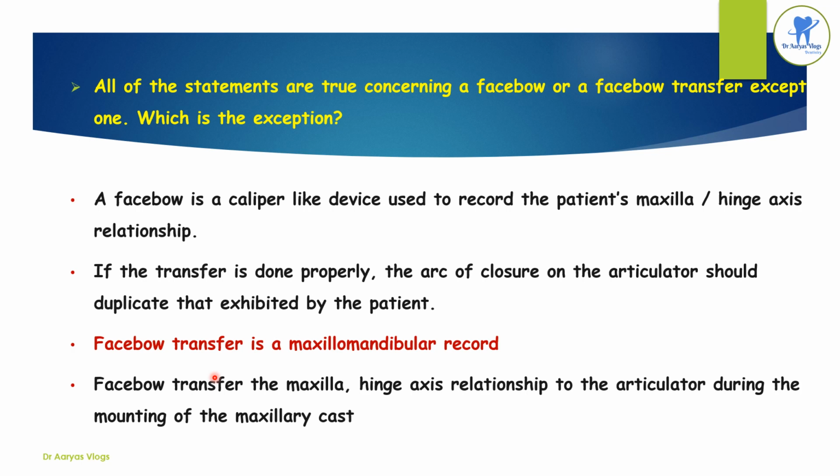This is a false statement. Whereas the face bow is a caliper-like device used to record the patient's maxilla or hinge axis relationship. And if the transfer is done properly, the arc of closure on the articulator should duplicate that exhibited by the patient. And face bow transfers the maxilla only. Okay, maxilla hinge axis relationship to the articulator during the mounting of the maxillary cast. So the face bow transfer is only maxilla to the cranium relation. Okay, not a maxillomandibular record.